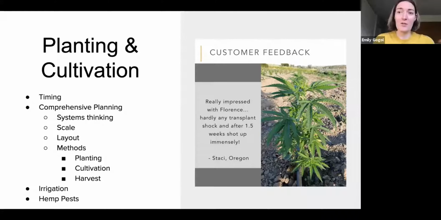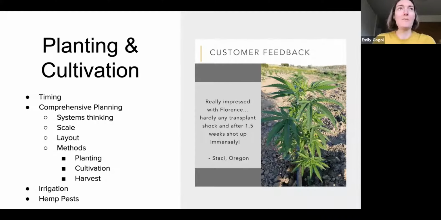Comprehensive planning is important for hemp, just like it is for any other row crop, whether you're doing 1 acre or 1,000 acres. It just gets more complex the higher acreage you go. So think about your scale, like how much you can really farm this year, both in terms of getting plants in the ground and then how you're going to get that flower material out of the ground and dried and processed in a way that makes sense at that scale.